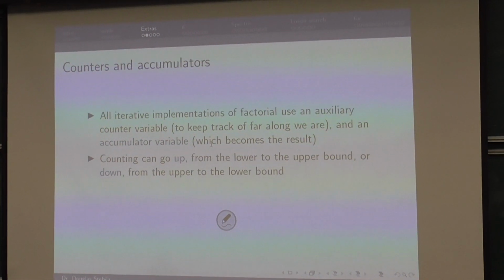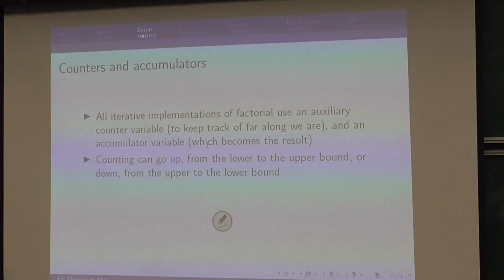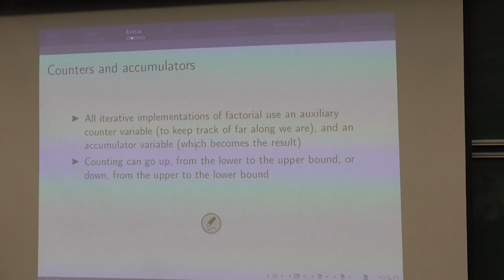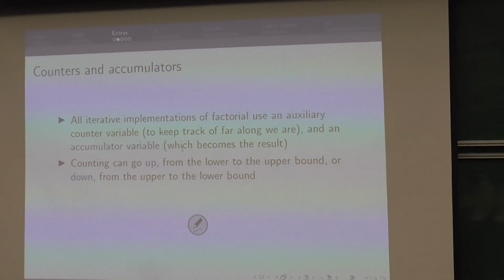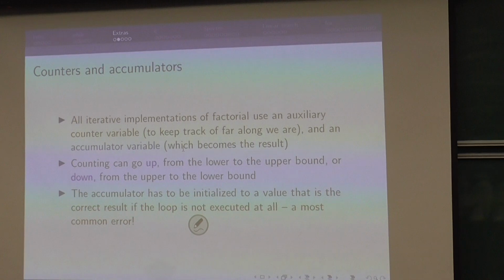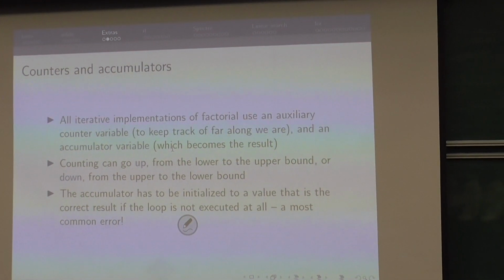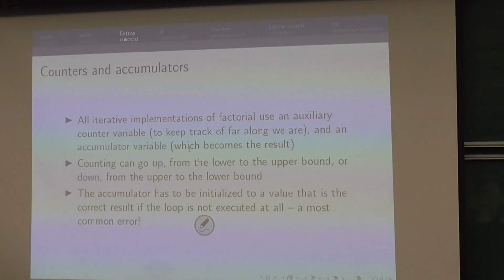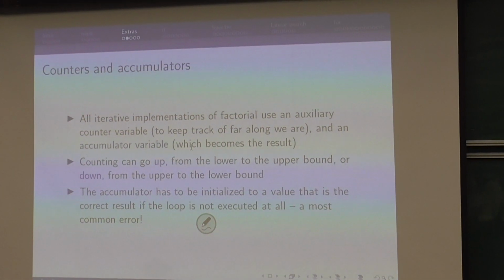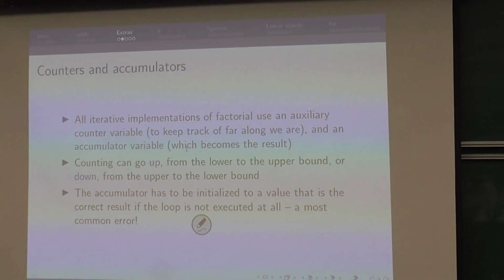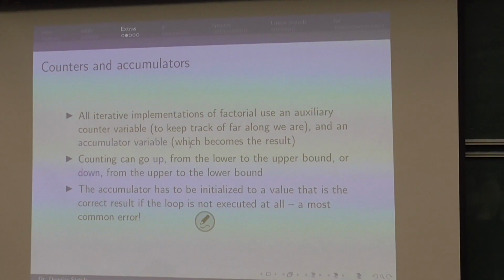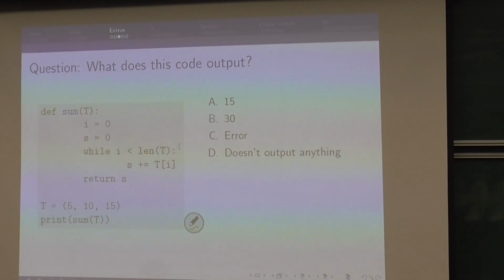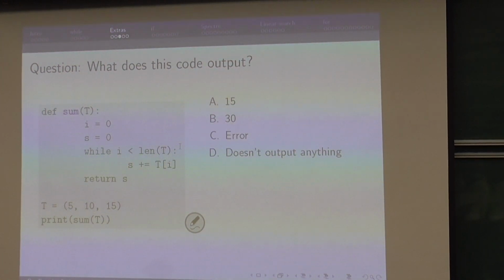Counting can go up, counting can go down, counting can go by twos, counting can count any way that you can count. The computer can count faster. So, basically, the accumulator has to be initialized to a value that is the correct result if the loop is not executed at all. That is a most common error. Again, if we're calculating factorial, you've got to initialize it to 1 because that's the base for multiplication. So, good. Question: what does this code output?